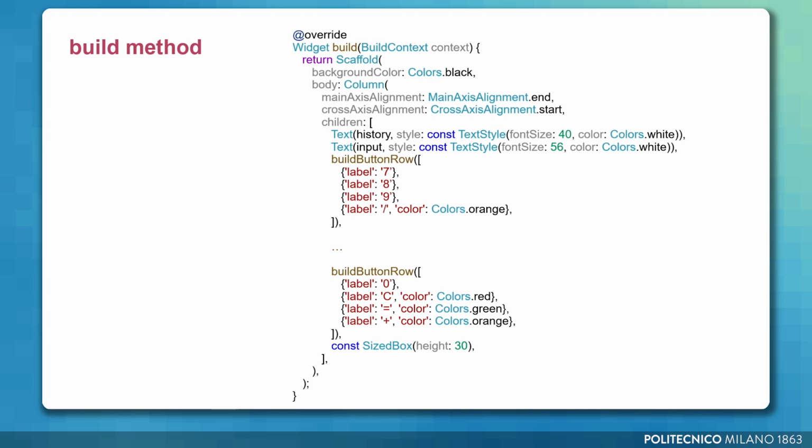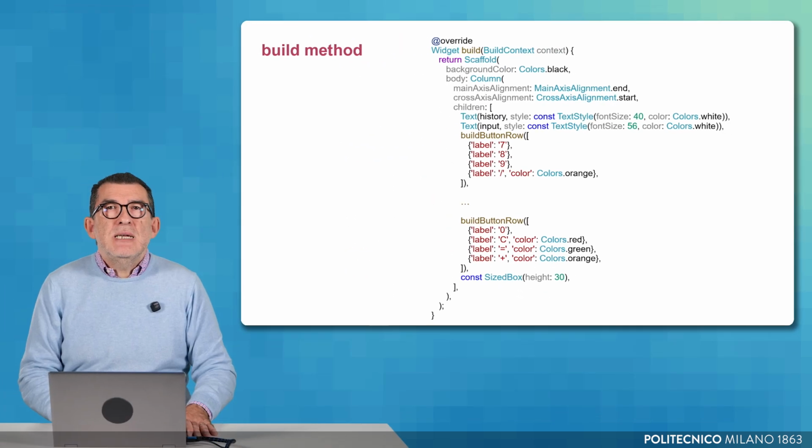Below these text fields, the method adds 4 rows of buttons using the build button row helper. Each row is defined by a list of buttons with labels and optional colors: orange for operators, red for C, and green for the equal sign. At the bottom, a sized box with a height of 30 adds spacing. The structure provides a clean and functional layout for both the display and the input buttons.